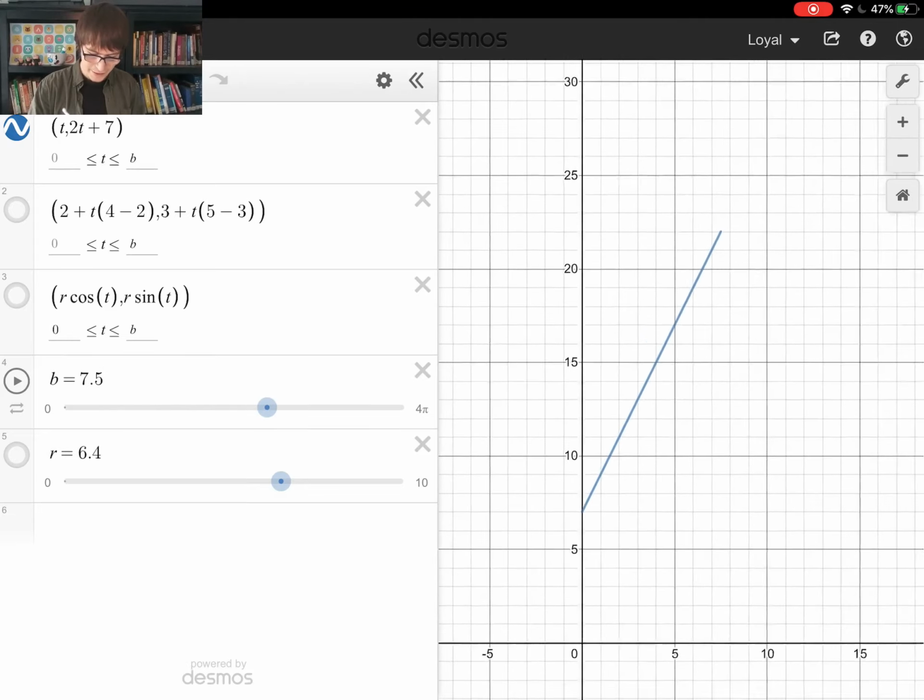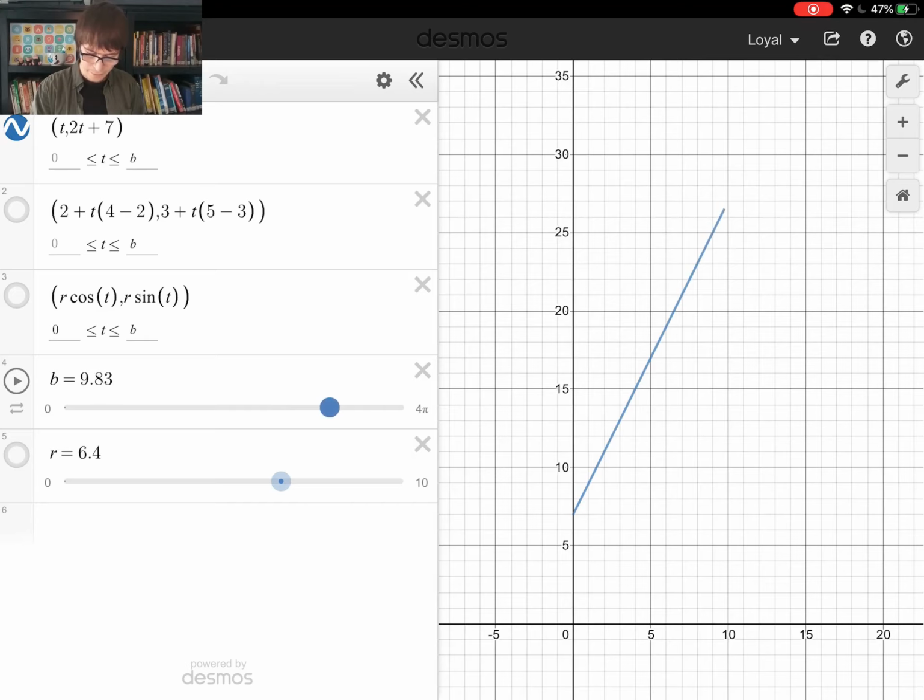And so that's the idea of what parametric is doing. As we graph more and more of t, we'll see the actual point progress and move and change. We can watch that progression, that movement, as t moves forward. So that's the idea of what that line is.